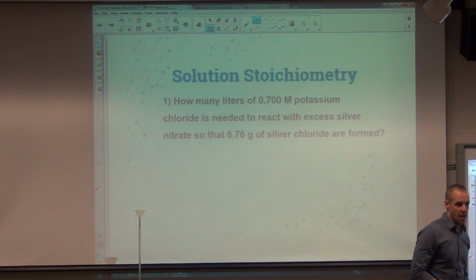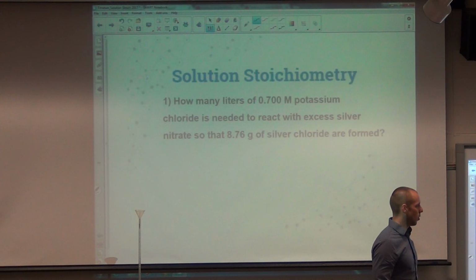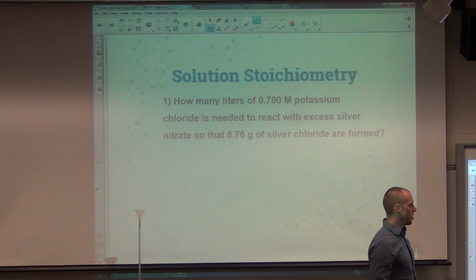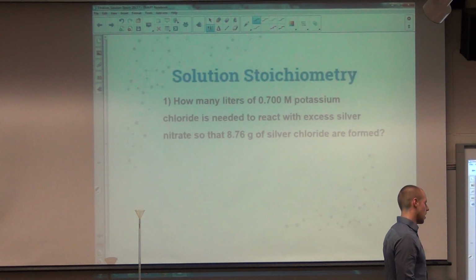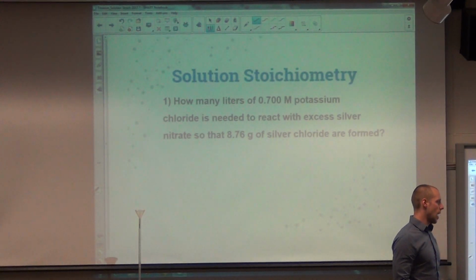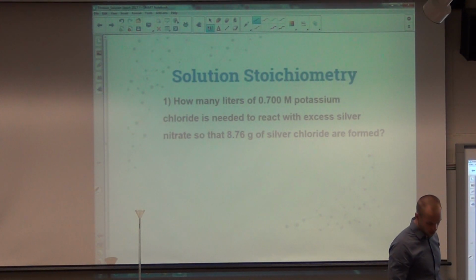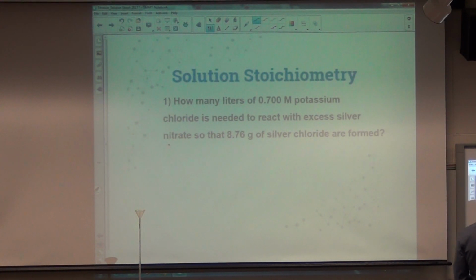Number 1 says, how many liters of 0.700 molar potassium chloride are needed to react with excess silver nitrate so that 8.76 grams of silver chloride are formed? I don't have the balanced equation up here, so it's potassium chloride plus silver nitrate, and that's giving us silver chloride and potassium nitrate.